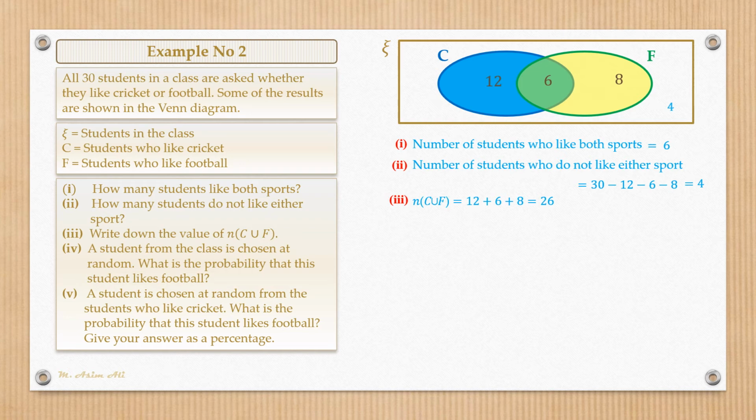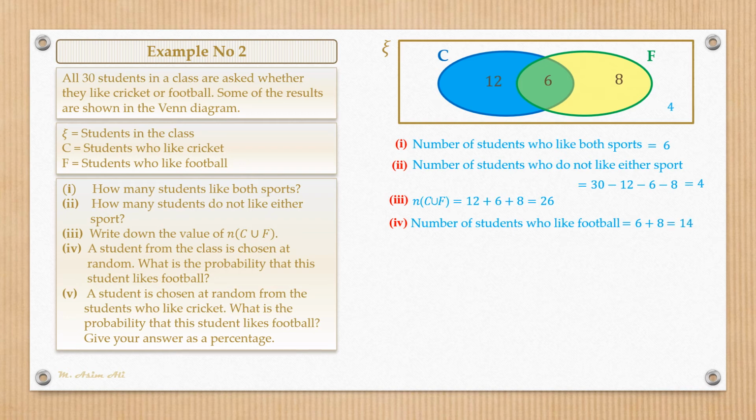Okay, now let's move on to the fourth part. A student is chosen at random from the class. What is the probability that this student likes football? What is the probability that this student comes from set F, the students who like football? For that we need to count the number of students who like football. That is the number of elements of set F. Set F has two regions, green and yellow. We will add the number of elements in both of them. So the number of students who like football is 6 plus 8, and that gives us 14.